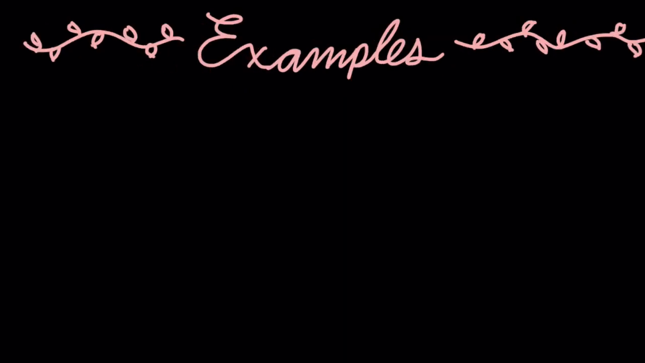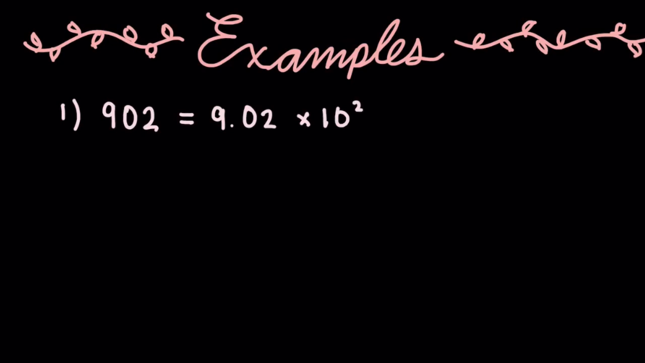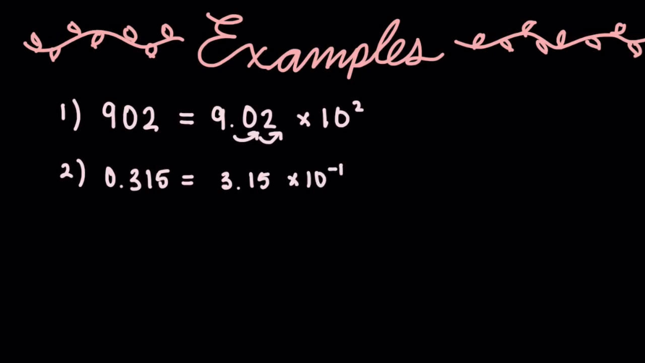Let's move on to some examples. The first one we will try to do is change 902 into scientific notation. We can rewrite it as 9.02 times 10 to the power of 2 because we move our decimal 2 places to the right. The next problem is 0.315. Here, we can rewrite it as 3.15 times 10 to the power of negative 1 because we want to move our decimal 1 point to the left.